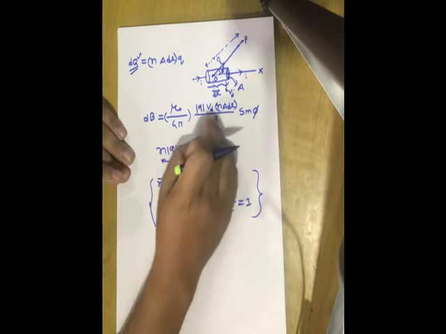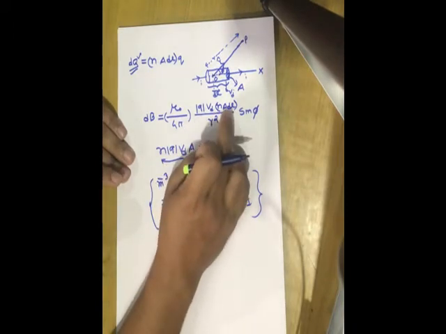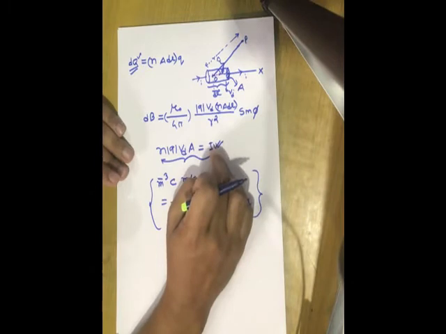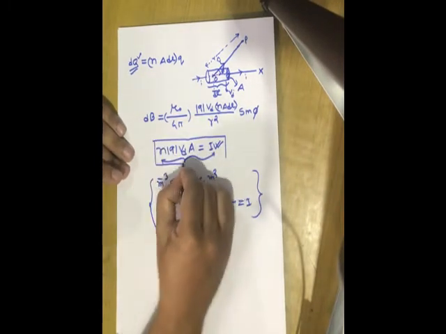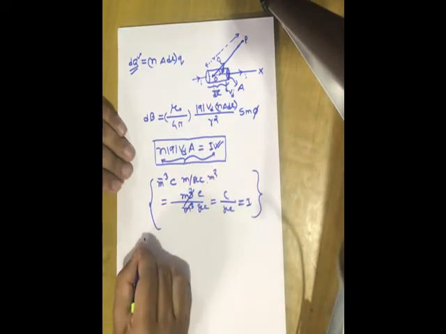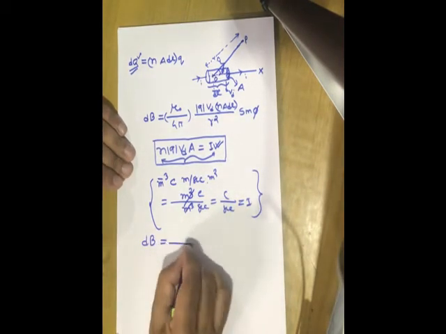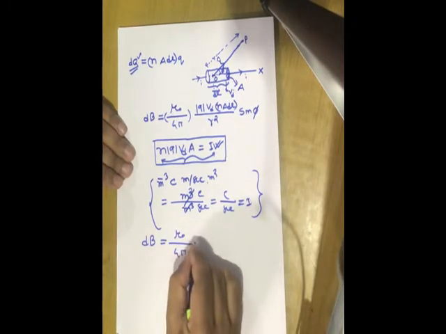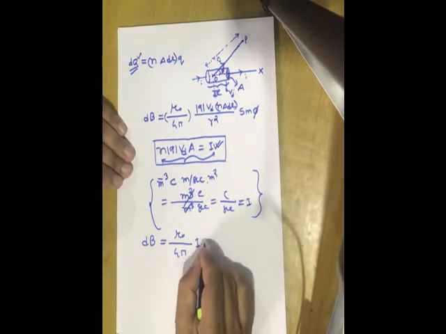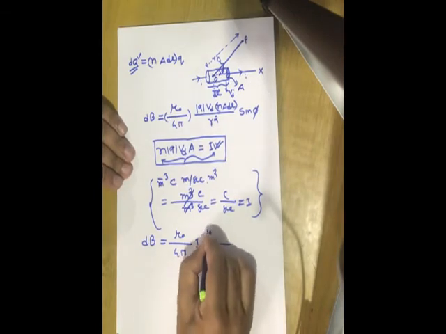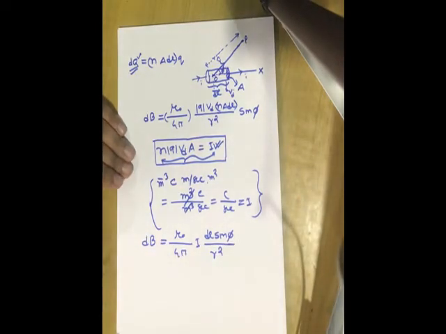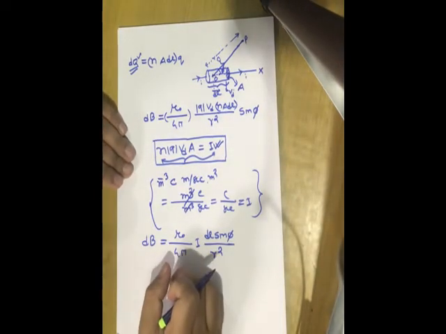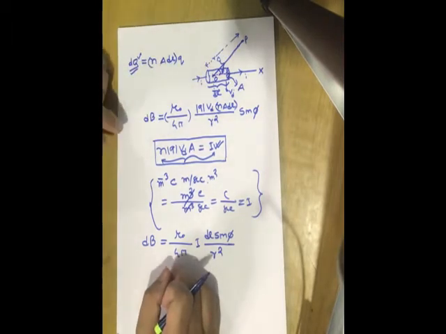So in the place of n q vd into a, we replace this factor with the current I passing through the current element. So dB we can write as mu naught divided by 4 pi, I dl sine phi over r square. This is the expression for the magnitude of the magnetic field at the point P. Now we know that magnetic field is a vector quantity.